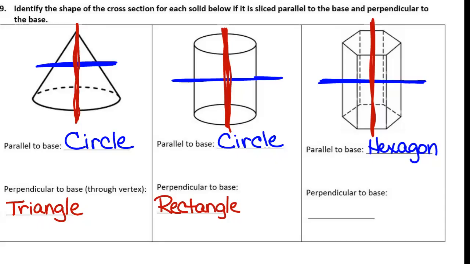Cylinder is going to be the exact same thing. It does not matter what shape the bases are on these prisms. Whenever we cut perpendicular to the base on a prism, we're going to see rectangles on that cut side.